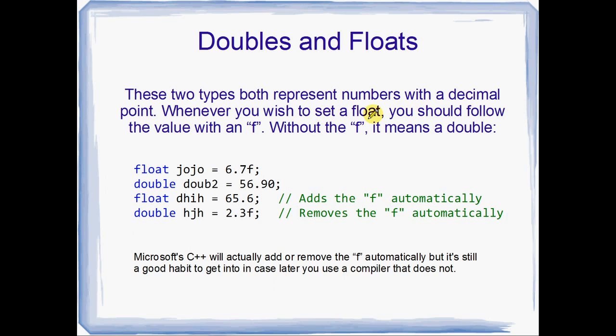Okay, so whenever you wish to set a float, you should follow the value with an f. Without the f, it means a double. I think we said that. C++ will actually automatically remove or add the f, depending on whether we're setting a float or a double. So for the float just here, the 65.6 will actually have f added to it. And for the double down here, really good names, the f just here will be removed, and 2.3 will be converted to a double before it's actually set. Some compilers might not necessarily do this, so it's a good habit to put the f there if you know you're dealing with floats.